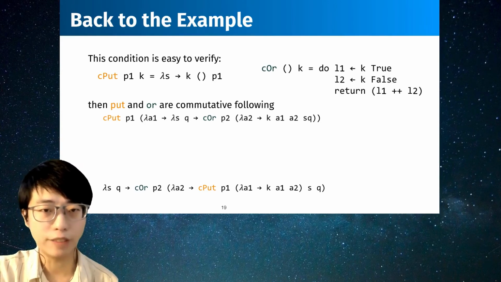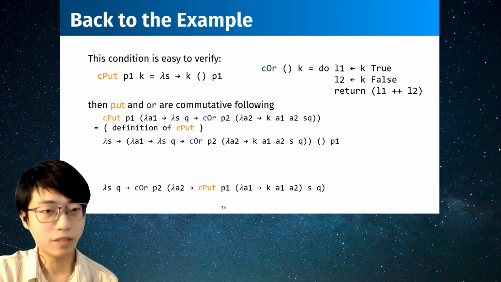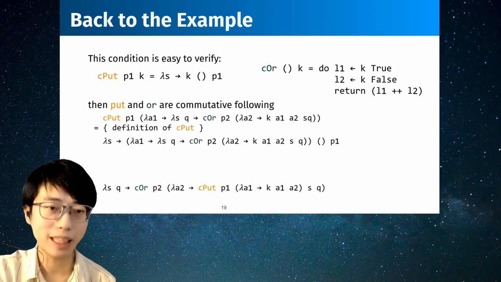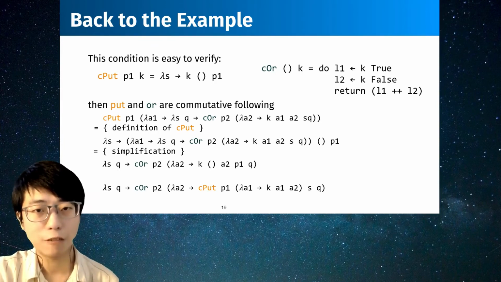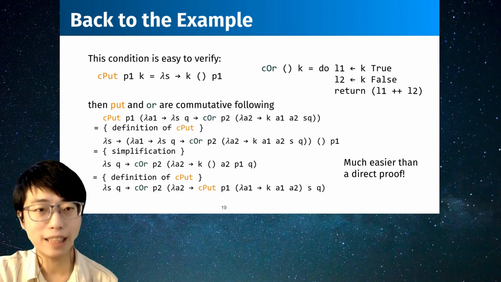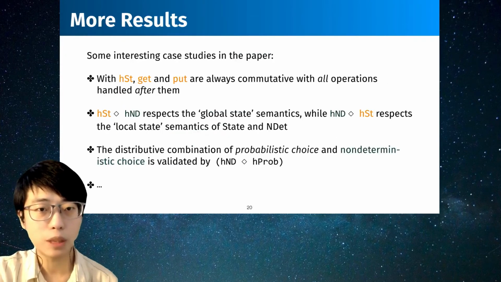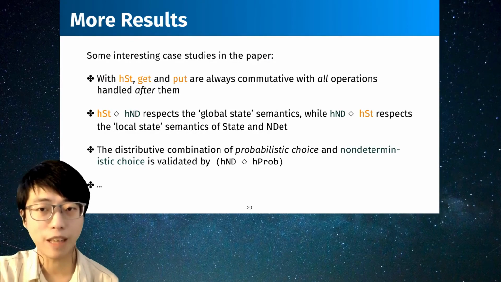Expanding the definition of cput, we get this. And with some simplification, we get this. And again, using the definition of cput, we have the needed equality. And the point here is that proving a composite handler satisfies an interaction equation in this way is much easier than a direct proof from the definitions. And there are also some more case studies in the paper, which you may find interesting.